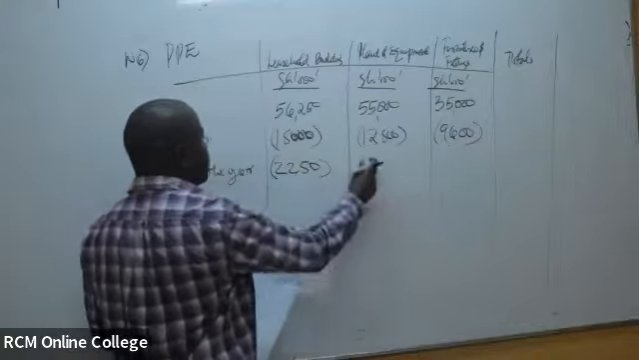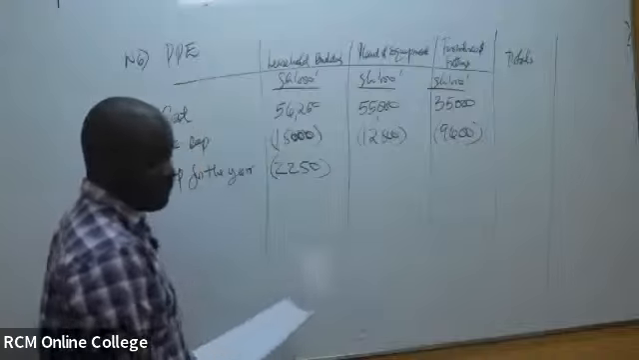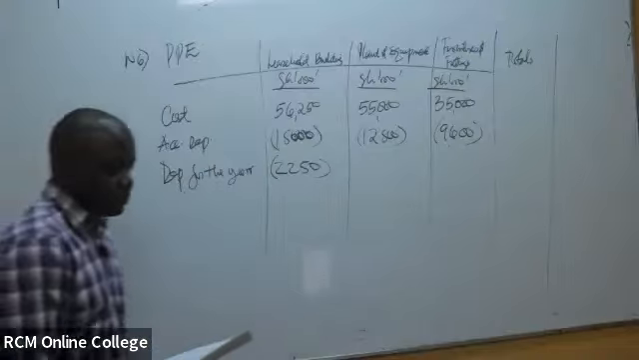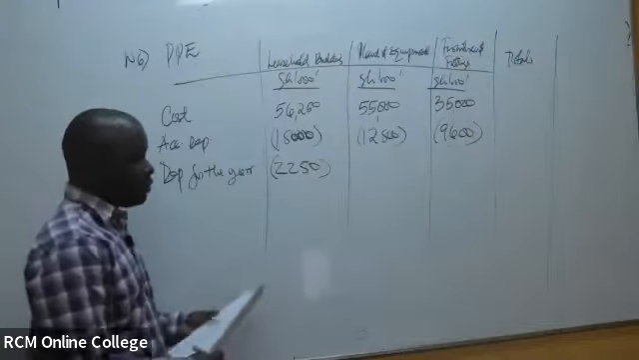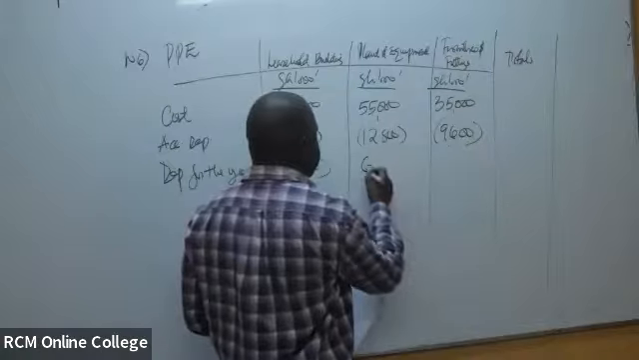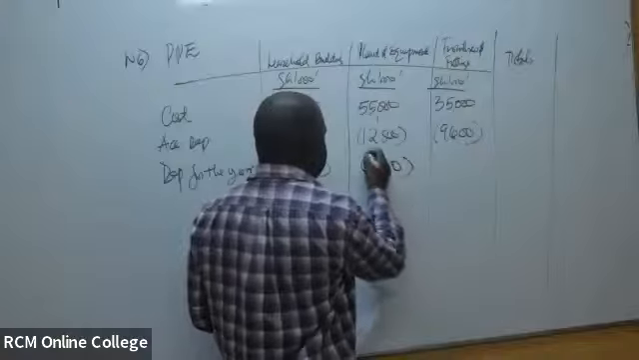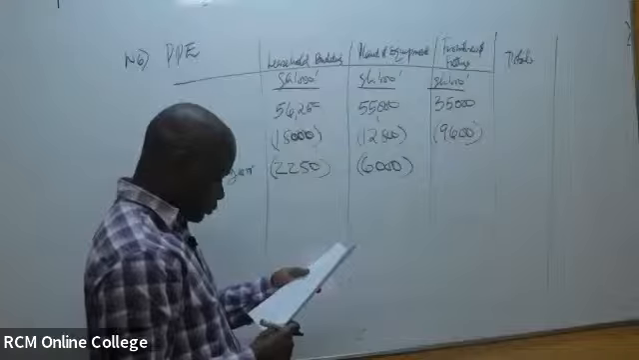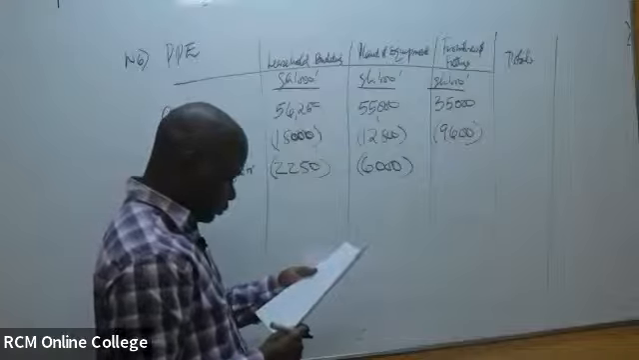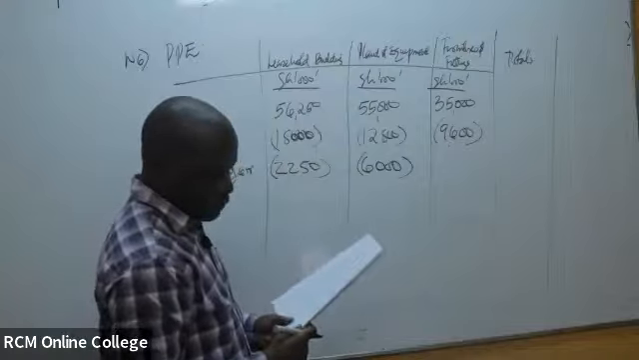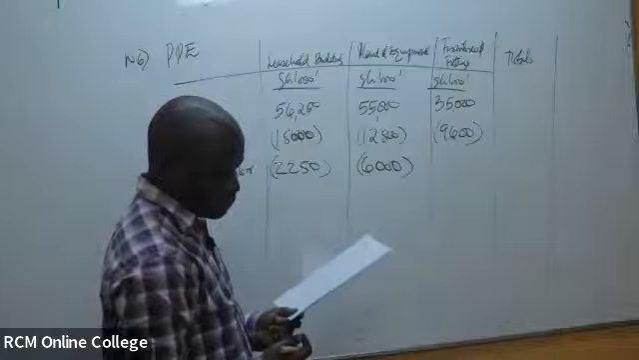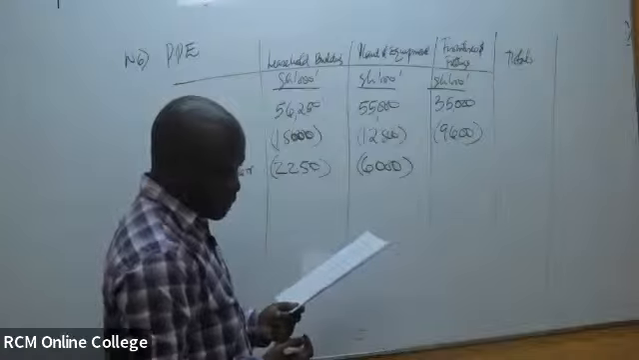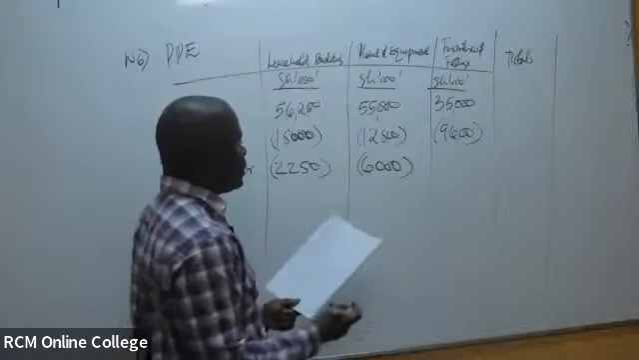So what about plant and equipment? Plant and equipment, it was 6 million. What about furniture and fittings? Furniture and fittings, it was 1016.